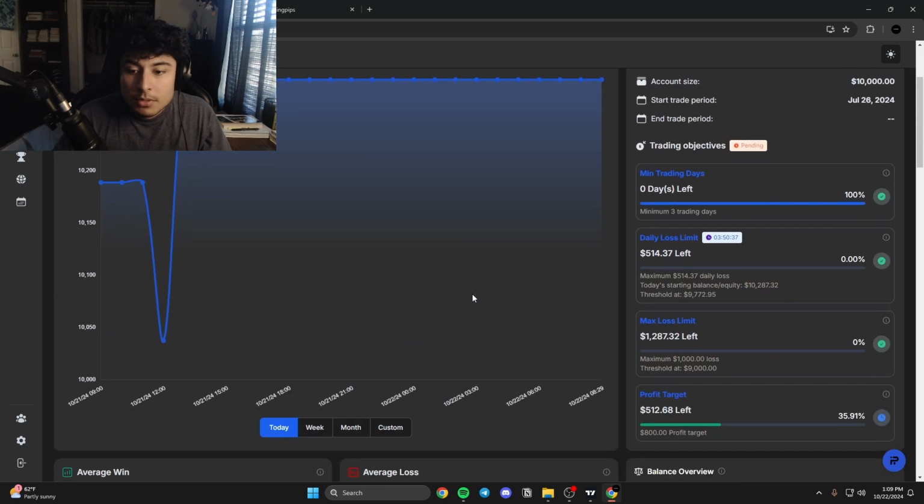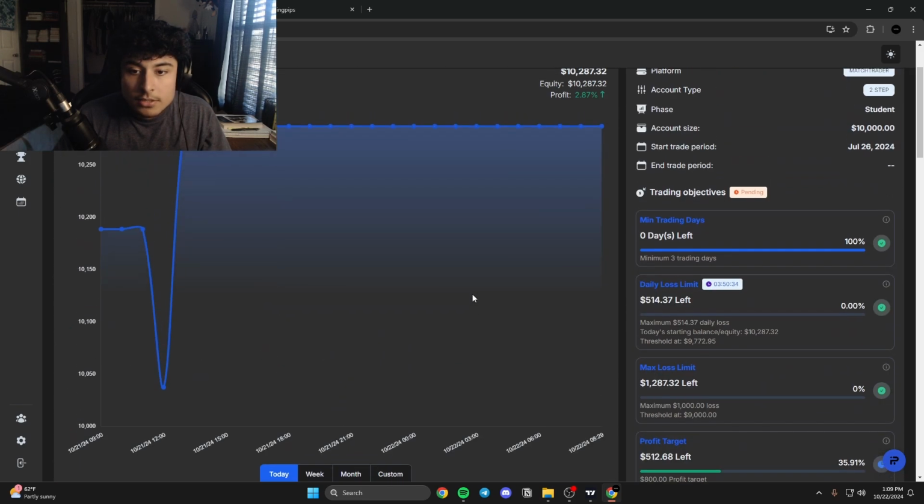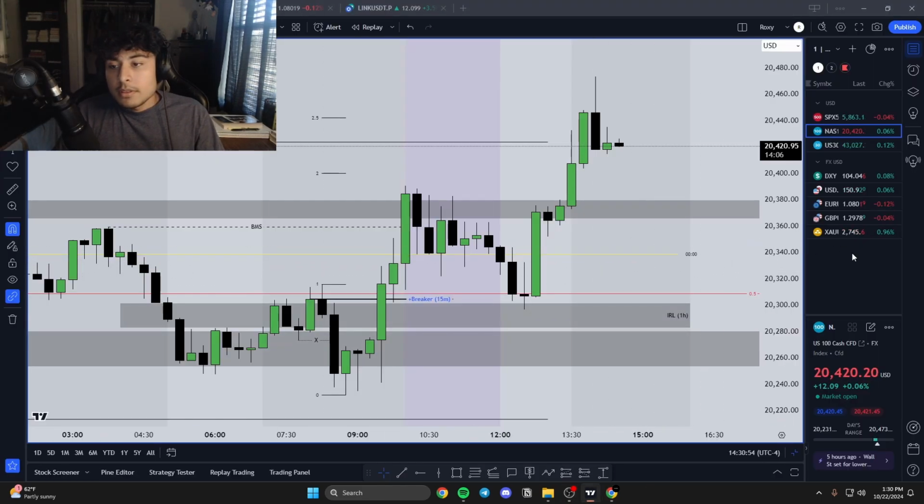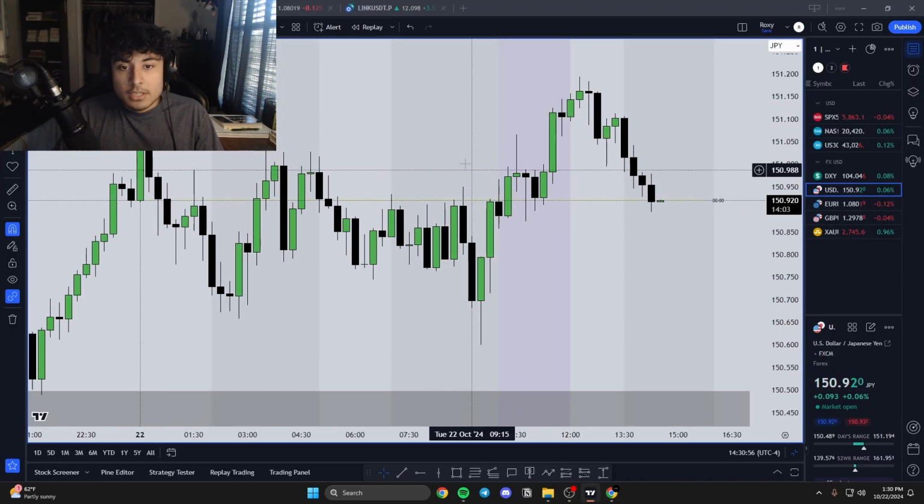So I'm gonna do a little market review, give you guys what I was watching and potential trades we could have taken, but we didn't. All right, so first we're gonna go over the trade idea that formed on USD JPY last night.